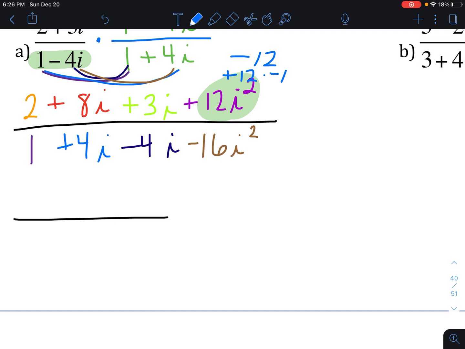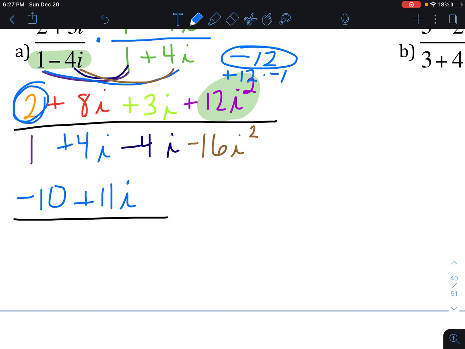So now we can combine like terms. We can do this 2 here minus 12 here to get negative 10. And then we can also add i's on the top. 8i plus 3i is plus 11i. So the top we cleaned up and simplified.